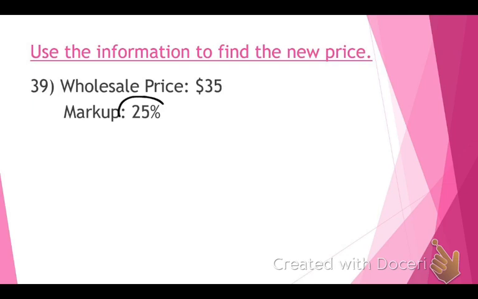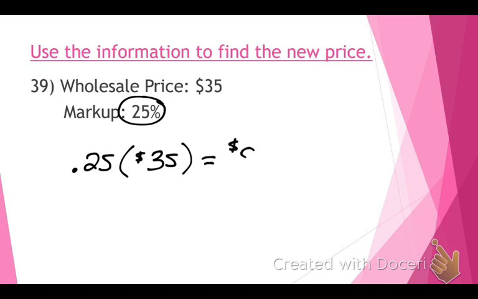0.25 times 35. You don't turn it into a decimal. Turn this into a decimal. All right, so we do want to change that to a decimal and multiply it by what the original wholesale price was. What is that answer? 8.75. Give it to me as dollars. $8.75.